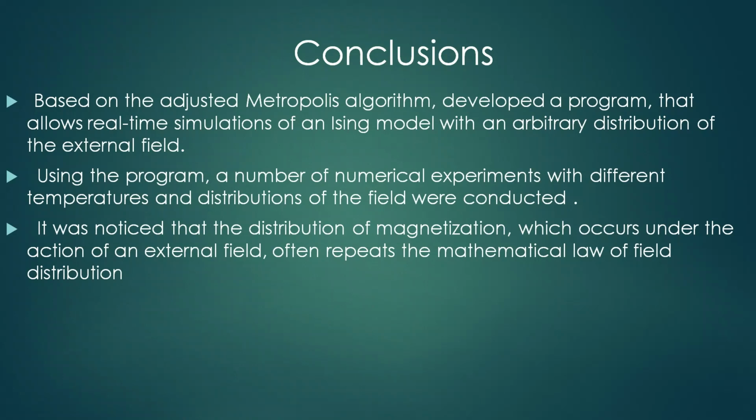So, let's go to the conclusions. Based on the adjusted Metropolis's algorithm, a program was created that allows real-time simulation of an Ising model with an arbitrary distribution of the external field. Using the program, a number of numerical experiments with different temperatures and distributions of the field were conducted. It was noticed that the distribution of magnetization, which occurs under the action of an external field, often repeats the mathematical law of field distribution.